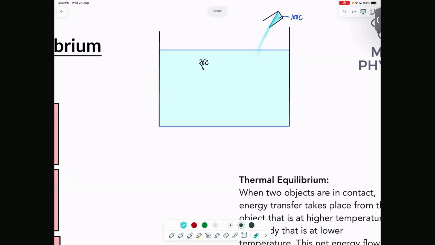So do you see that it's not necessary that the temperature will attain an equilibrium? There's another very important factor that plays a role here. What is it? Mass of the water.